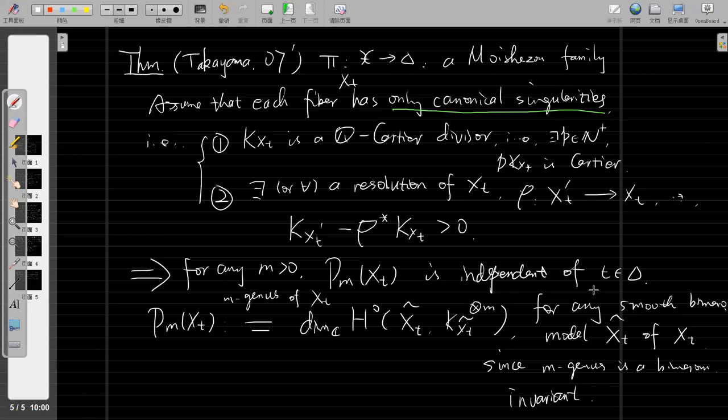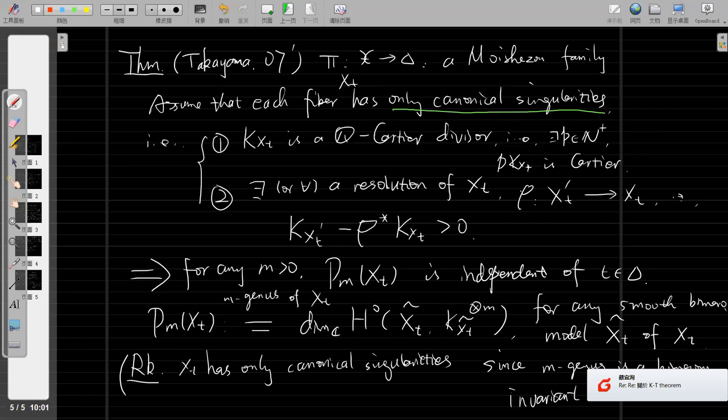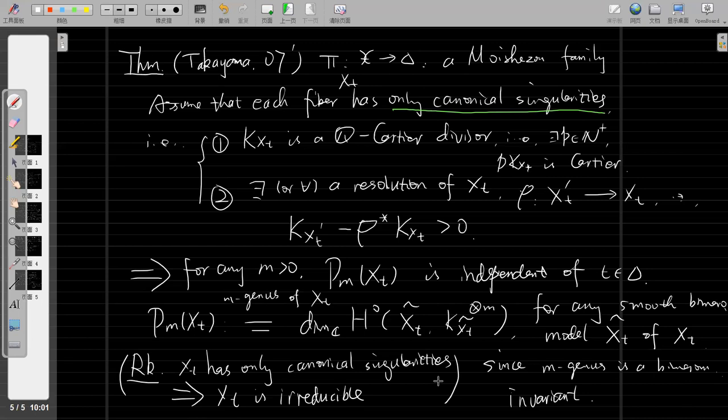And so a little remark: once you assume that XT has only canonical singularities, you can get that XT is irreducible. Maybe here we just add one condition for canonical singularities, that XT is normal. XT is normal and satisfies the following conditions. You can see XT has only canonical singularities. Okay.